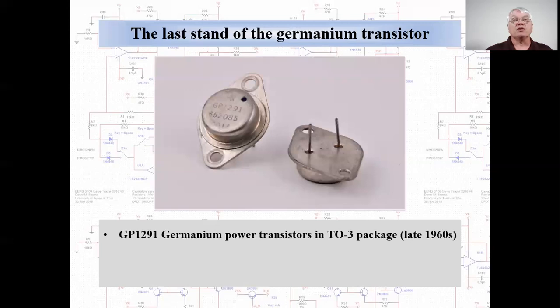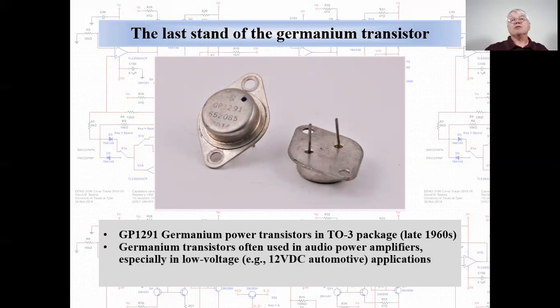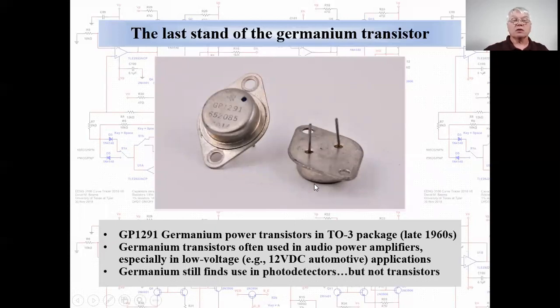Here we have a pair of GP1291 germanium power transistors from the late 1960s in these so-called TO3 packages that were used for applications involving significant power dissipation. Their packaging allowed them to be readily connected to a heat sink for additional power dissipation capability. Germanium transistors were commonly used in the output stages of audio amplifiers, particularly in low voltage applications like 12-volt automotive electronic applications. Germanium transistors are still available for replacement purposes, but germanium is no longer used as a material for new transistor designs.